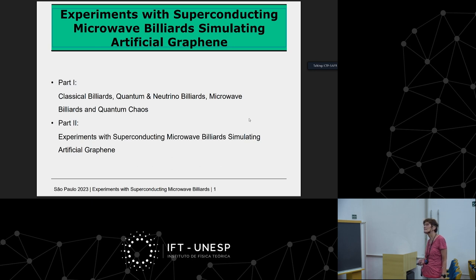She did her PhD with Fritz Haake, who was one of the pillars of the field. Then she worked in many different places, like the University of Darmstadt, the University of Essen, where she did her PhD, in Mexico, in China, and nowadays she is in South Korea, in Daejeon. And she will talk to us about experiments with superconducting microwave resonators simulating artificial graphene.